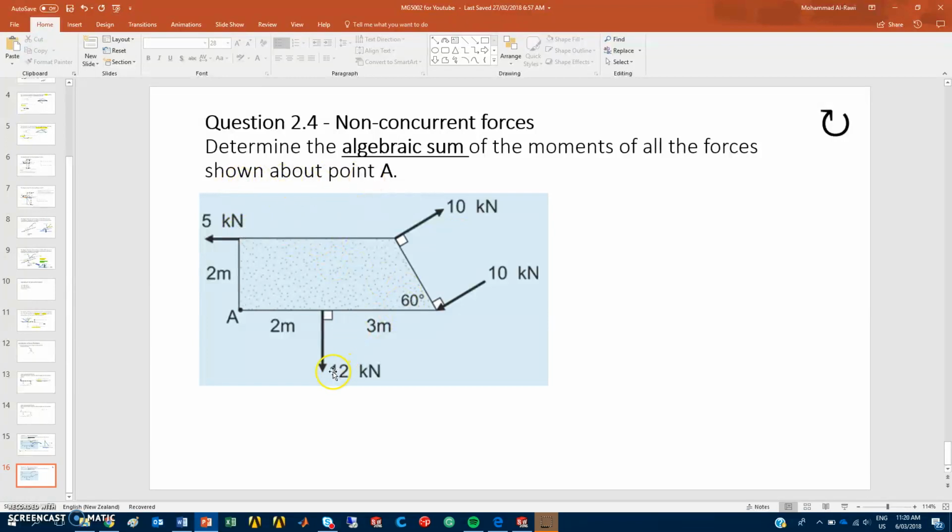So we have a force of 12 kilonewtons, 2 meters away. 3 meters from that we have a force of 10 kilonewtons, which we need to find the direction of, and another 10 kilonewtons, which we need to find the x and y components of, and the 5 kilonewtons, which is 2 meters away.